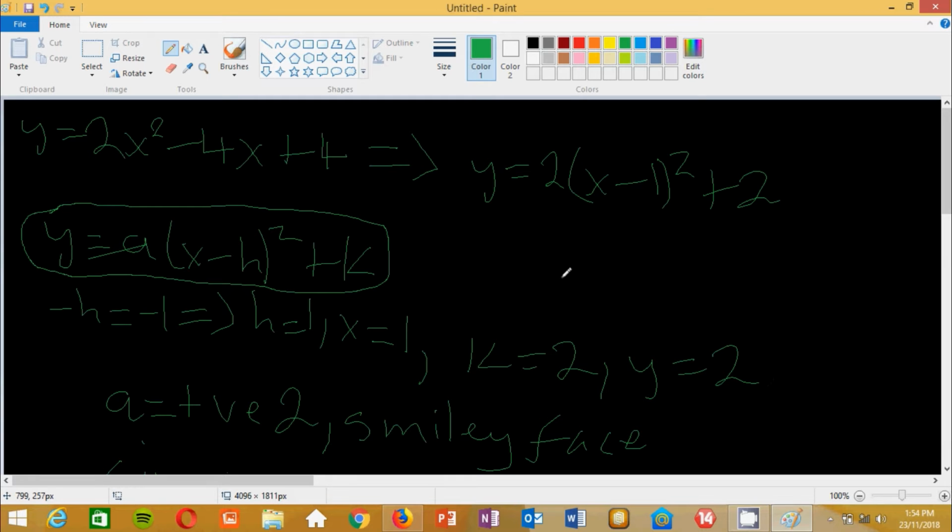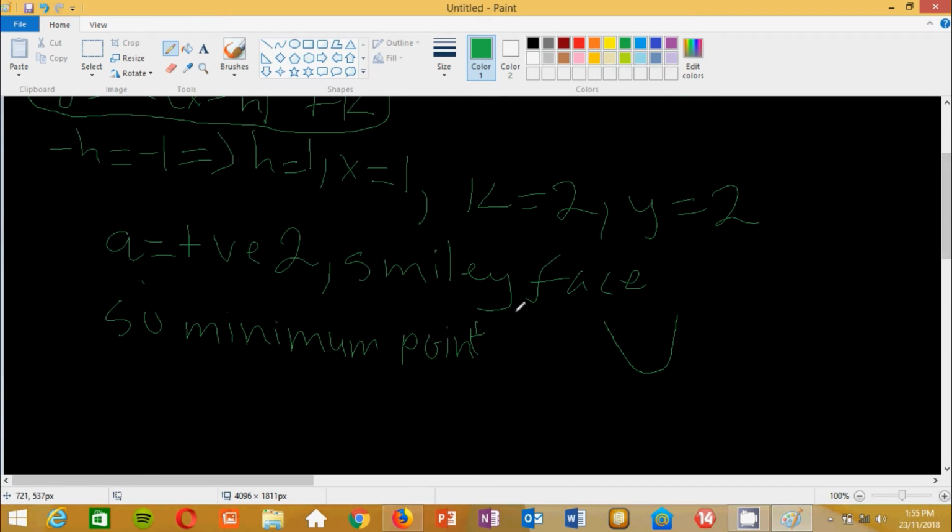So to get the coordinates of the turning point, the x-coordinate is simply the value of h when we solve it algebraically by saying negative h is equal to whatever number is here, and then the y-coordinate would just be whatever is here. If I completed the square and the number outside was negative 8, then the y-coordinate of the turning point would be negative 8. So now we have the coordinates of the minimum point. So the minimum point has the coordinates 1, comma 2. So these are the coordinates of the turning point right here, 1, comma 2.